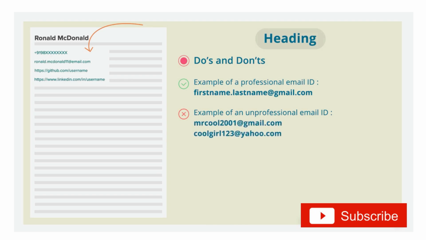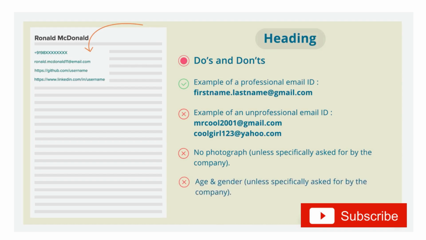I'm sure most of us would have made at least one email ID like this at some point in our life. But please do not use it on your resume. It does not give a very good impression. Finally, do not include a photograph of yours in the heading section. Some students do it, but it's completely unnecessary and never required, unless the company has specifically asked for it. Alright? Many people also mention their age and gender in the heading, though it's not advisable to write such personal information unless the company has again specifically asked for it in the job description.